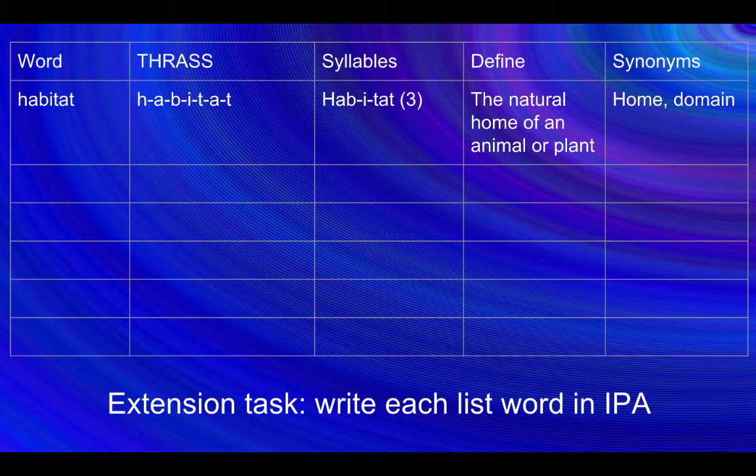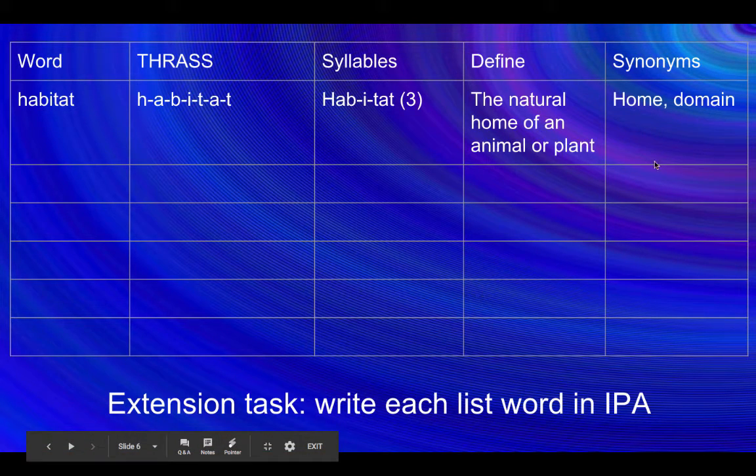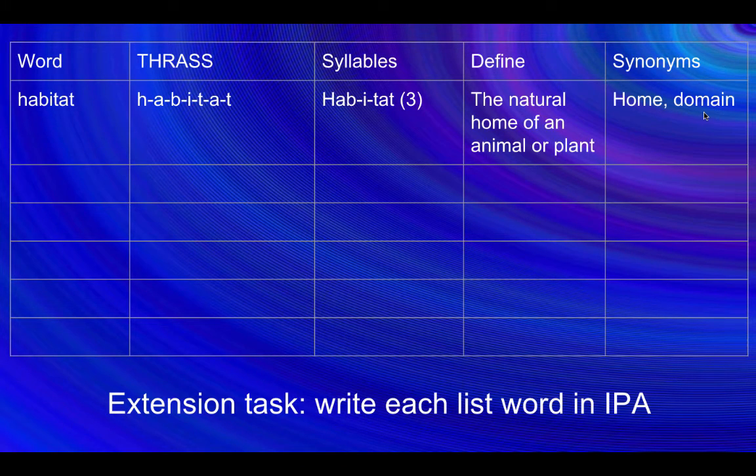As always, you are going to complete your THRASS table for today. Writing your word, thrusting your word, breaking into syllables as well as counting those syllables, defining your word, and coming up with synonyms. I've managed to come up with 2 synonyms today, so I'm doing very well. You, of course, will come up with as many as you can think of. And your extension task is writing your words in IPA. So enjoy investigating all the different sounds, all the different phonemes that the grapheme A can make today, and good luck with your tasks.